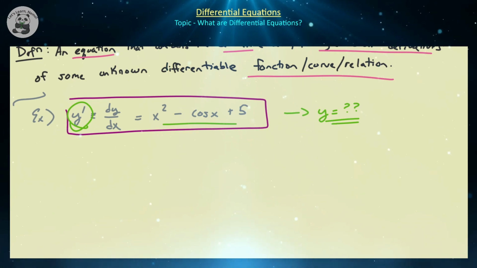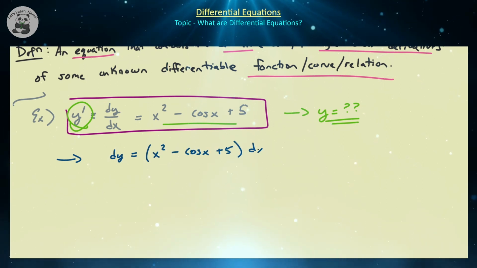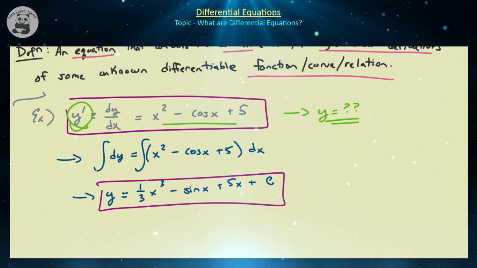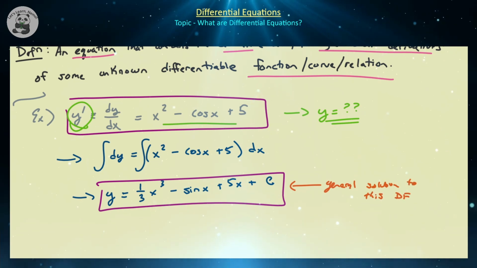Because notice that we can actually just take the integral of both sides of this equation with respect to x, because this is the same as the differential of y is equal to x squared minus cosine x plus 5 times the differential of x, and then we can integrate both sides, and we just have y on the left-hand side, and on the right-hand side we're just going to have 1/3 x cubed minus sine of x plus 5x plus some arbitrary constant. Let's call it c just for now. And that would be the general solution, what we say. So that's the general solution to this differential equation, which I'll just abbreviate by DE.